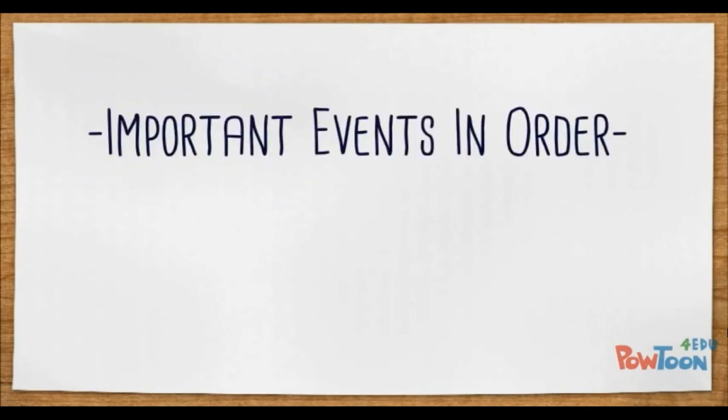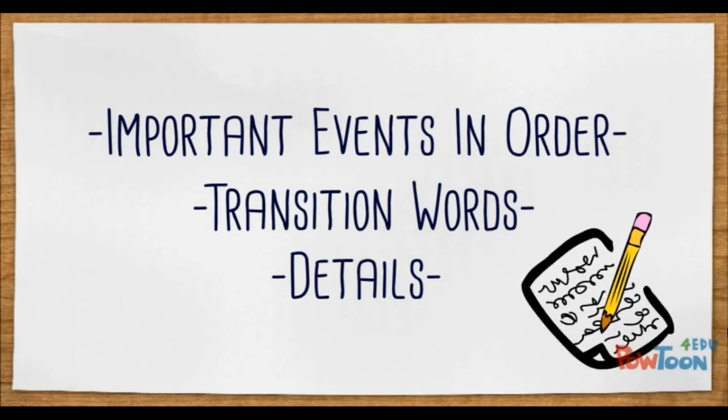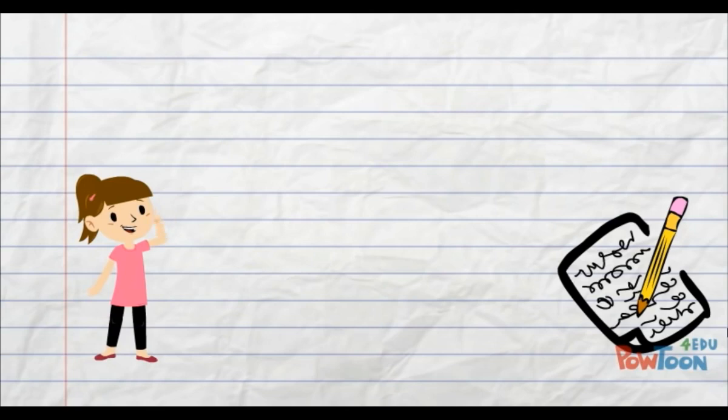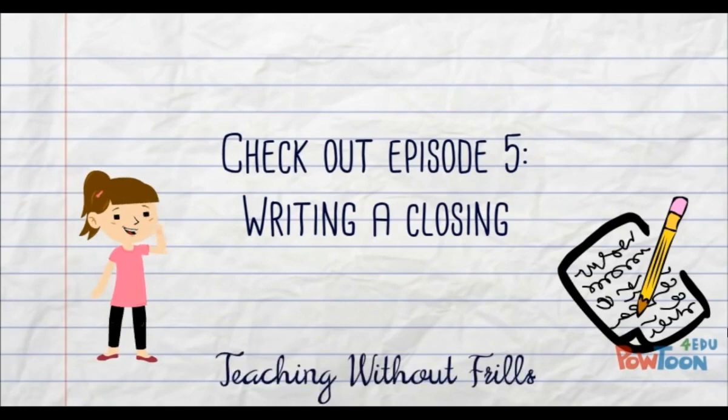That's it. I wrote my story in order. I used transition words to connect all of my ideas. I tried to use details so you could imagine the story in your mind. And since this is just my draft, I can go back later and make it even better. Next, I will write the very last page of my story. Check out episode 5 to see how I write the closing.